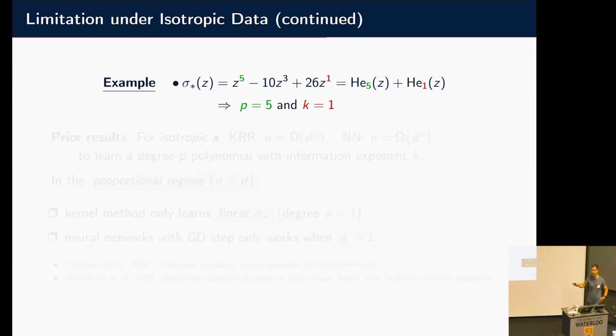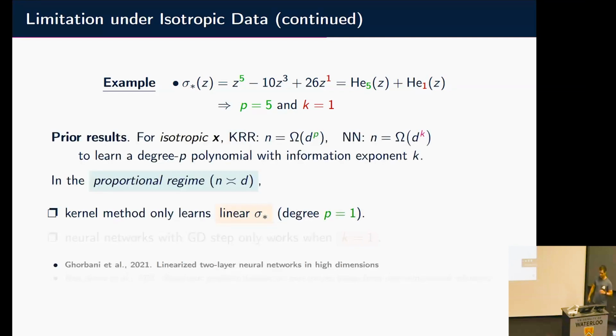But if you haven't seen this notion before, this example is enough to keep in mind and carry on for the rest of the talk. Now, consider this polynomial, which is a degree 5 polynomial. The smallest degree monomial is 1. The largest degree monomial is 5. The polynomial degree of this polynomial is 5, and the information exponent is 1. The good thing is the polynomial degree P is always greater than or equal to the information exponent K.